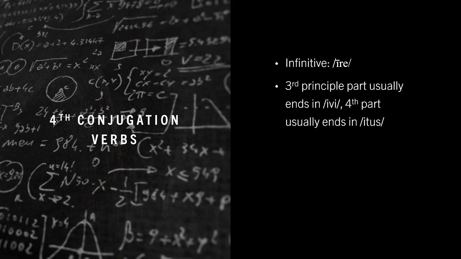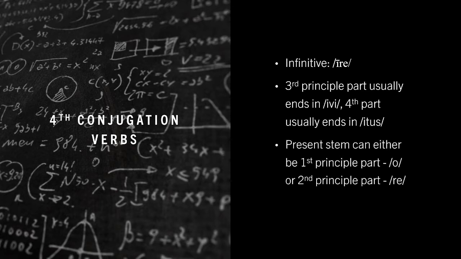If you look at the venio compounds, you'll notice they go veni and ventus. But that's probably the big standout. Most other ones are going to go like you see here. The present stem you can form one of two ways. You can either take the first principal part and remove the O, which is what we did for third and third conjugation IO, or you can go back to the old way of doing it and take the second principal part and remove the RE.